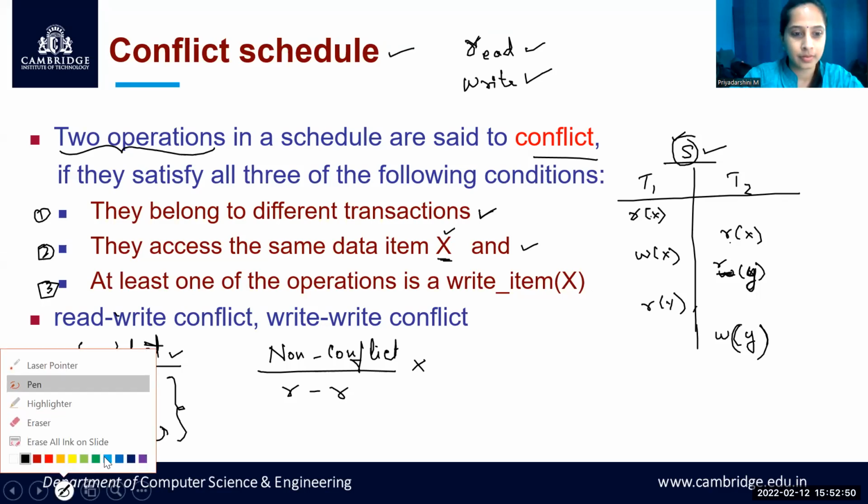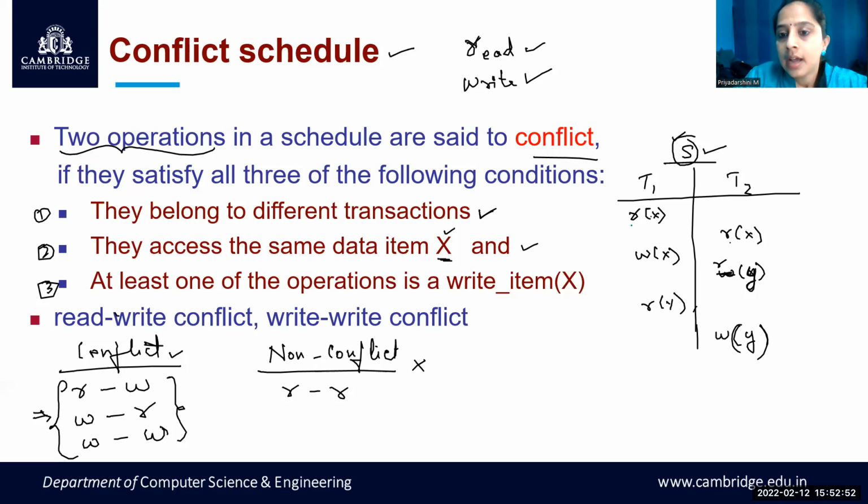Okay. Now, what is my first operation? Read of X followed by read of X in T2. Are these two a conflict? Even though both are accessing the same data, it is not a conflict. Why? It is only reading. Read is never a conflict. Now, come back to the next one.